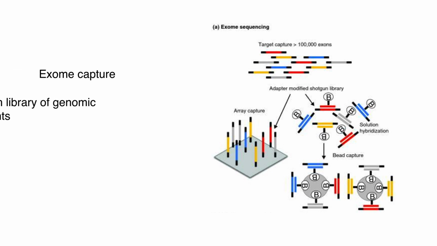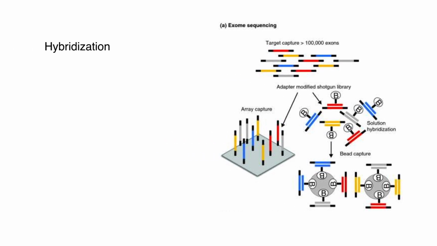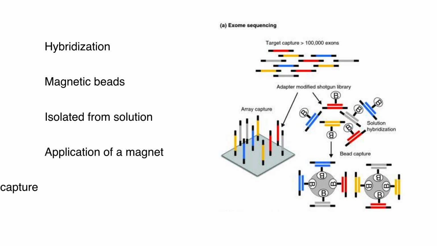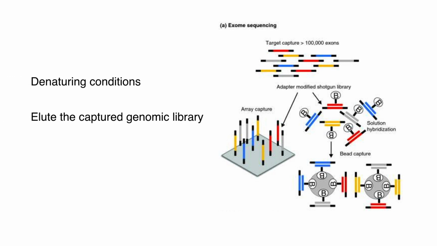In exome capture, a random library of genomic fragments, each containing platform-specific adapters at each end, is combined with a set of probes that define the human exome. If the hybridization is not by attached arrays, the probe-genomic library fragment hybrids can also be captured using magnetic beads and isolated from solution by application of a magnet, or by solid phase capture. Denaturing conditions are used to elute the captured genomic library fragment population from the hybrids and prepare it for sequencing.